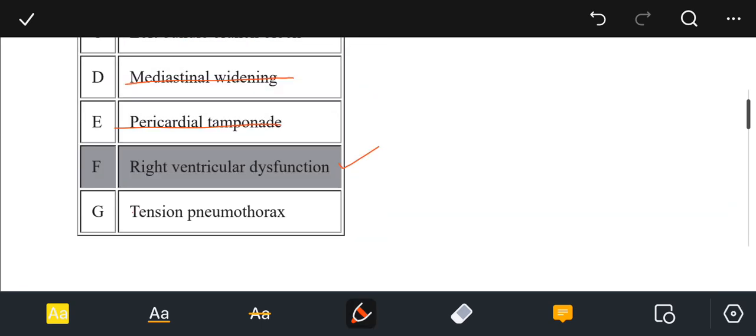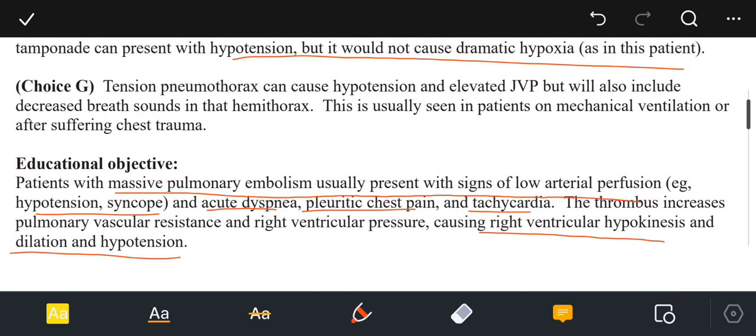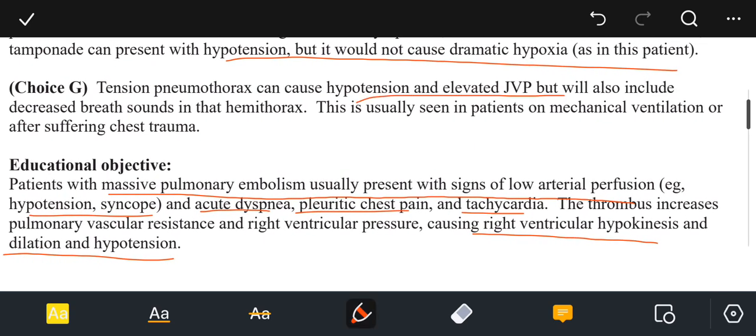Choice G, tension pneumothorax, is not the option of choice because tension pneumothorax can cause hypotension and elevated jugular venous pressure, but it will also include decreased breath sounds in that hemithorax. This is usually seen in patients on mechanical ventilation or after suffering a chest trauma.